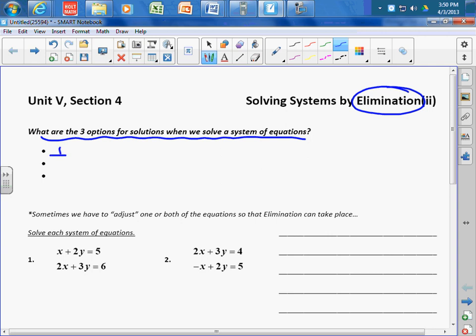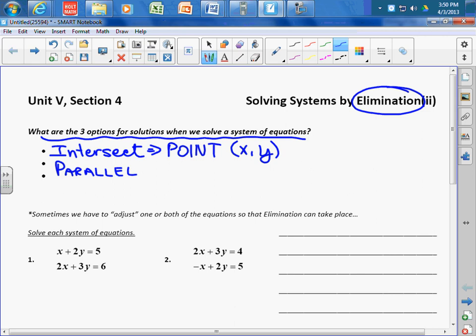Well, again, number one, the two lines could intersect. And when they intersect, we're going to be finding the point of intersection, x and y. The second thing that could happen is that the lines could be parallel. And if they're parallel, how many points will they have in common? No points in common. They don't intersect.